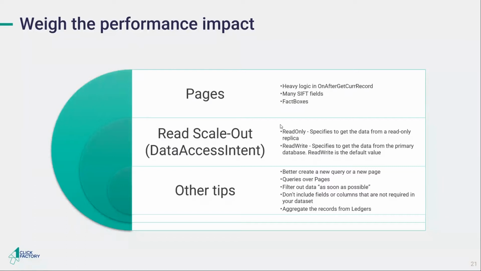Read scale out is the method mentioned that is controlled by data access intent. So use it whenever you can, and whenever you don't need operational data. It really helps with performance. On the one side, it doesn't read from the real data, and from another perspective, you are basically not on the same hardware that is running the main database.